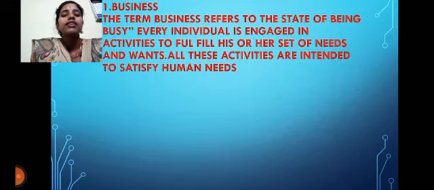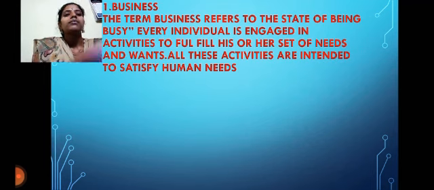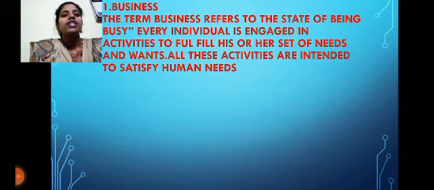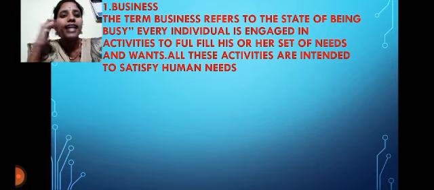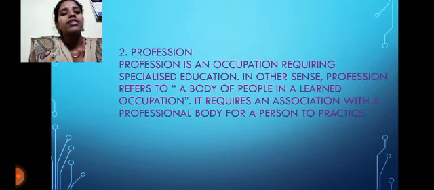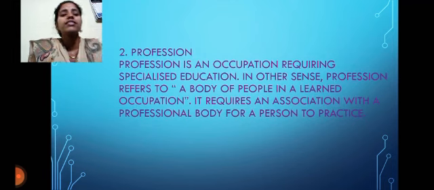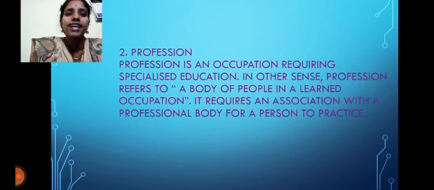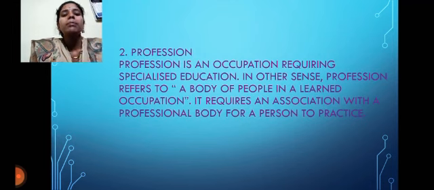Let us know what is business. The term business refers to the state of being busy. Every individual person is engaged in activities to fulfill his or her set of needs and wants. All these activities are intended to satisfy human needs. Second one, profession. Profession is an occupation requiring specialized education. In other words, profession refers to a body of people in a learned occupation. It requires an association with a professional body for a person to practice.